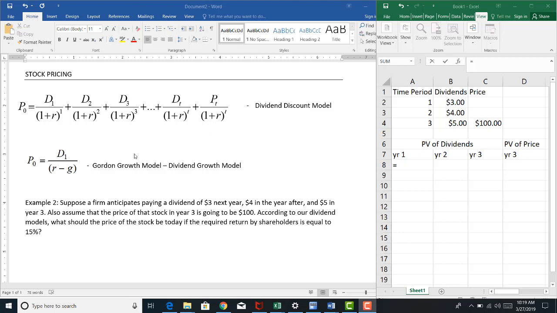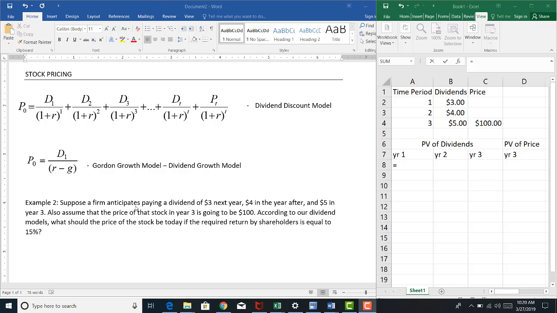But if we make two assumptions, that is, if we assume that dividends are growing at a constant rate G forever, and we assume that the return required by shareholders R is greater than G, then we can use the Gordon growth model. So here's example 2. Suppose a firm anticipates paying a dividend of $3 next year, $4 in the year after, and $5 in year 3. Also assume the price of the stock is going to be $100. So according to these dividend models, what should the price of the stock be today if the required rate of return by shareholders is equal to 15%?